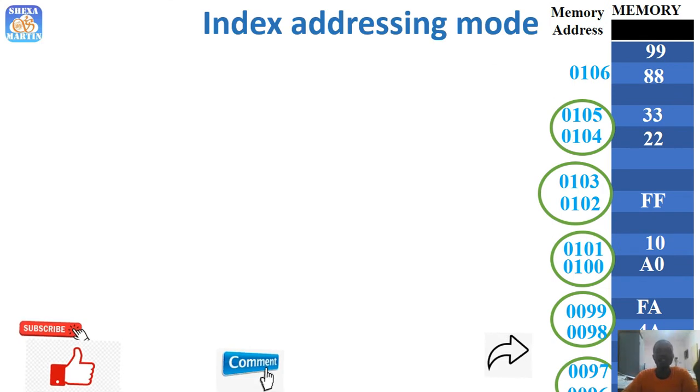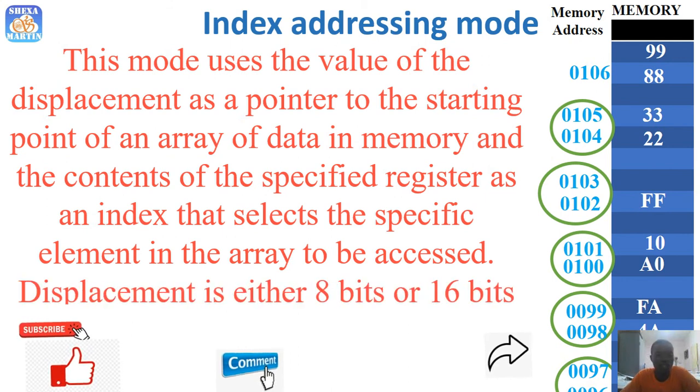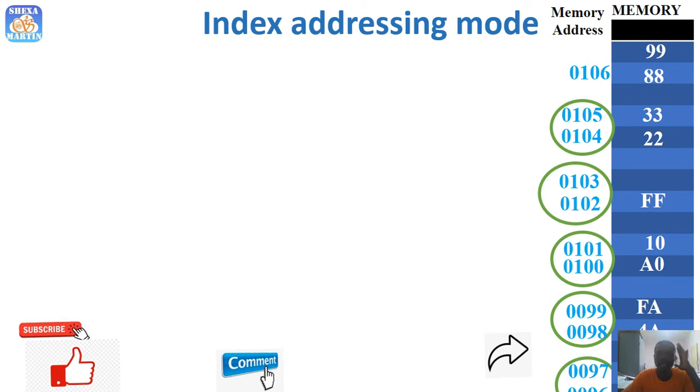Right, index addressing mode. We now know that here we are just using the index register. And the index registers that we have are the destination index and source index. This mode uses the value of the displacement as a pointer to the starting point of an array of data in memory, and the contents of the specified register as an index that selects the specific element in the array to be accessed. Displacement is either 8 bits or 16 bits. We've talked about this in the previous lecture, so click on the link appearing at the top to attend the previous lecture.